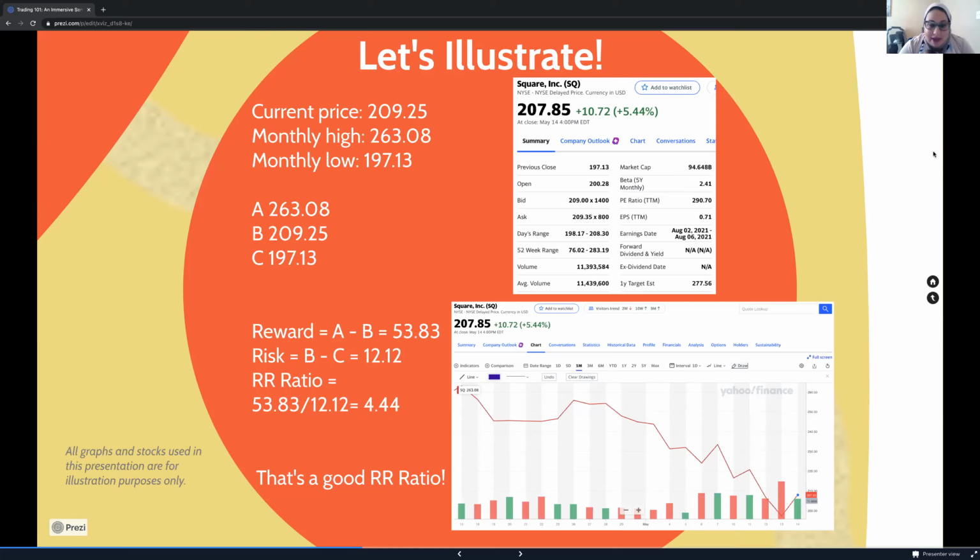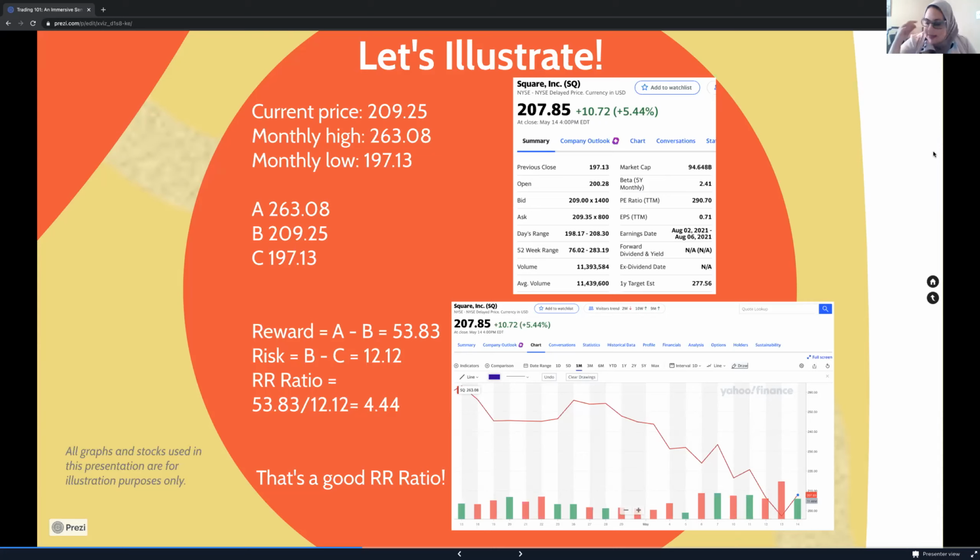So we have Square. And we've already vetted Square. It's watch list worthy. And we opened up the 1 month, and we figured out that the high of the month for Square, the A, is 263.08, and we just did that manually, following the line graph. And the current price that we're going with is 209.25. And the low of the month, again, we figured it out manually, is 197.13. So that's our C.